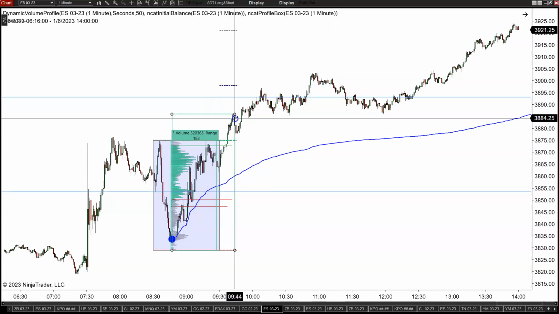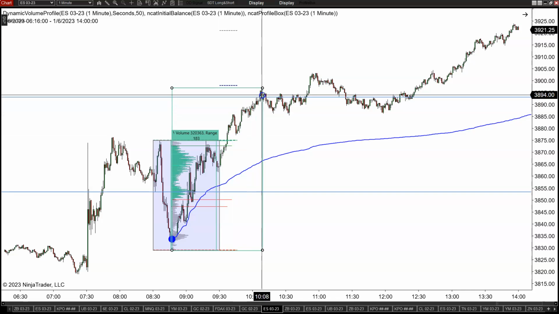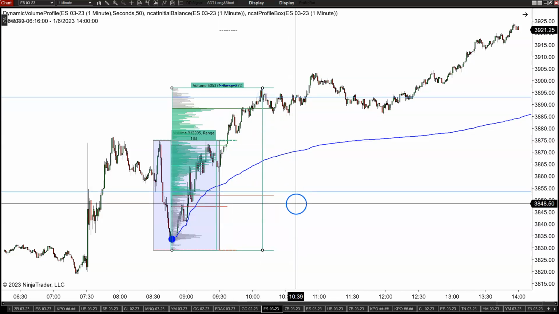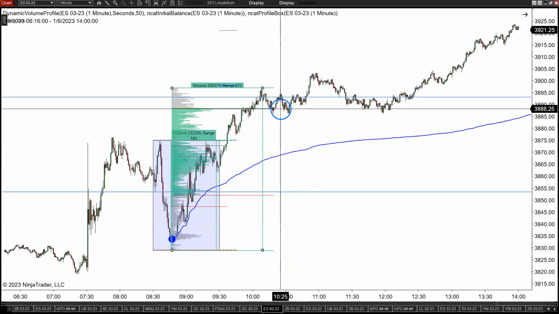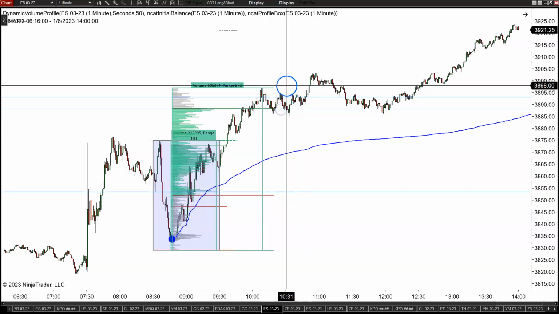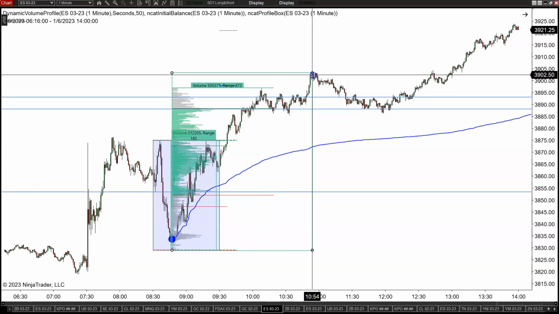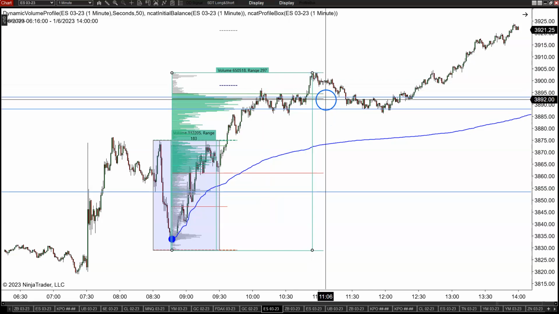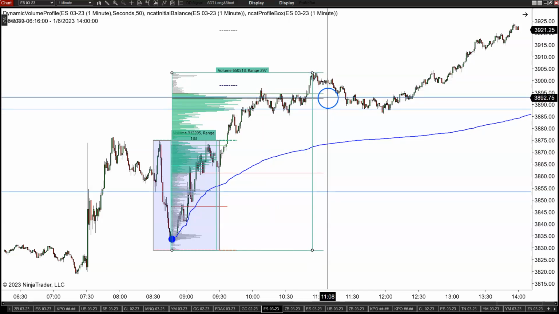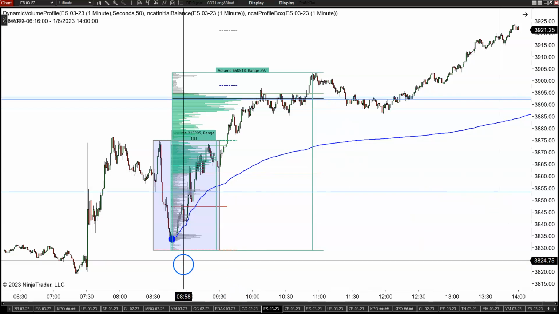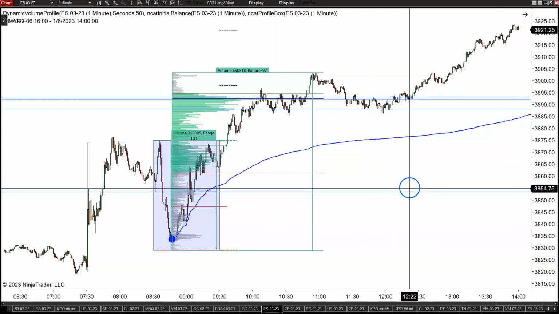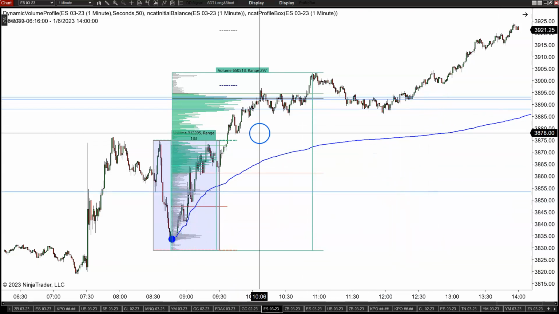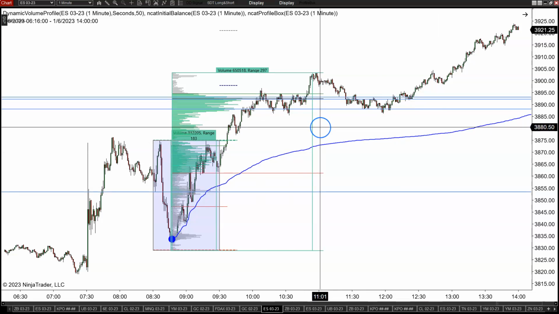Then you come up here, we'll use this high here, and point of control is coming in right here. So as the day is expanding and more trading is taking place, you can see point of controls 1, 2, 3 obviously going higher over the course of the day. That's another sign of a market that is trending.